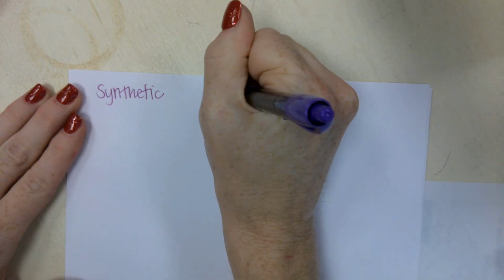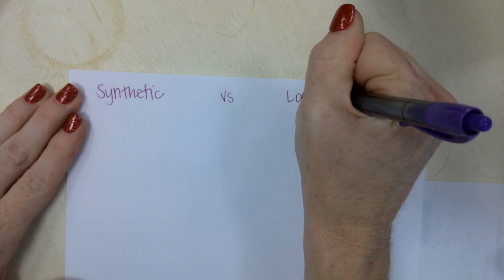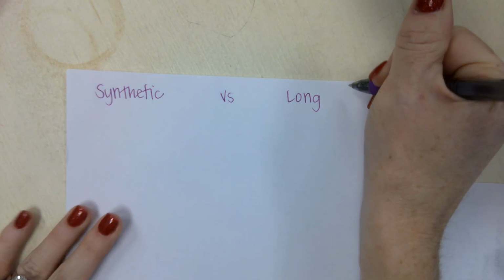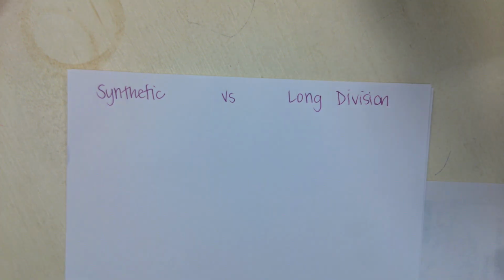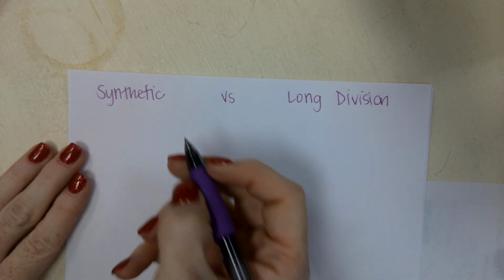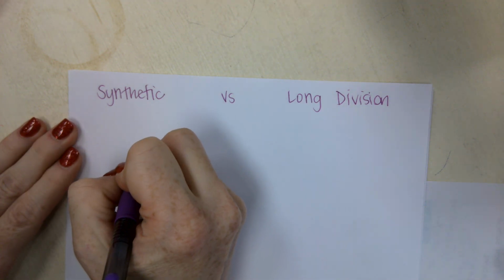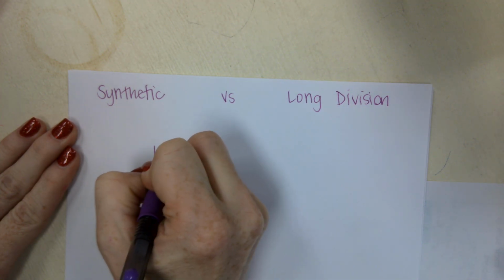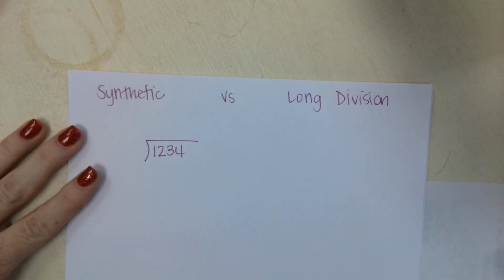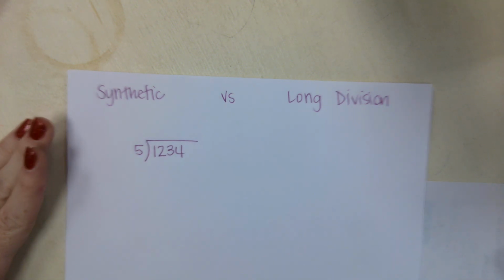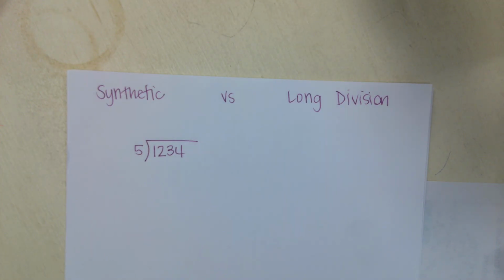All right, real quick. Synthetic division versus long division. The first thing I'm going to do is a very quick review with you. I want us to divide the number 1,234 by the number 5. Let's go back to elementary school for a minute. Because this process right here, I want to show you how this is going to help us.